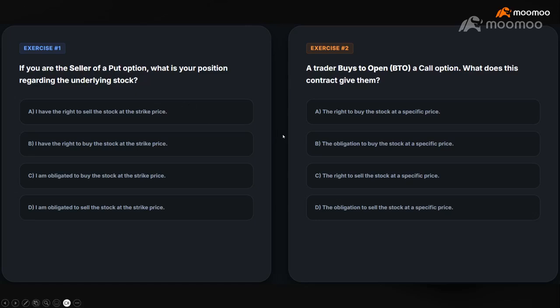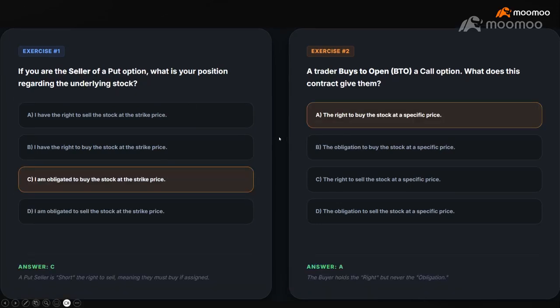Okay, let's look at it. So the answer is C for the first one. I'm obligated to buy the stock at the strike price because remember, the seller always has what? Has the obligation, never the right. Only when you are buying the option do you have the right. So the first answer is obligation. Then what is the opposite of the buyer? The buyer has the right to actually sell, right? So the opposite role will be buy. So I'm obligated to buy the stock at the strike price.